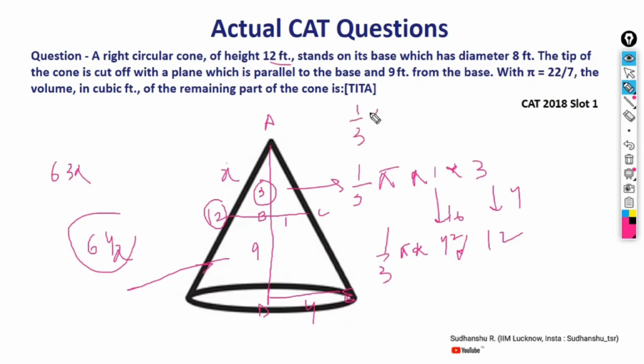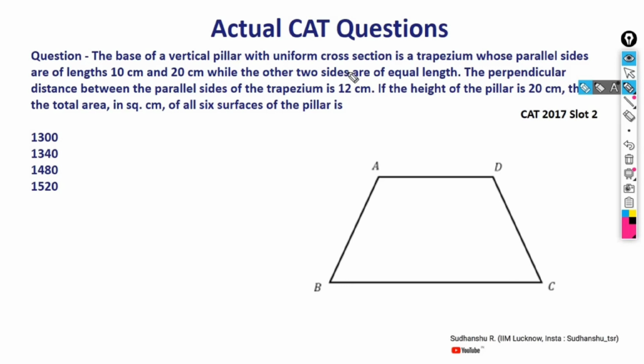So 1 by 3 into pi, which is 22 by 7, into r square, which is 1, into height, which is 3. So this becomes 22 upon 7. So just multiply this. So this becomes 9 times. The answer is 198.